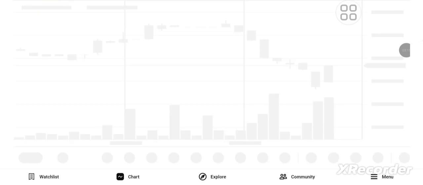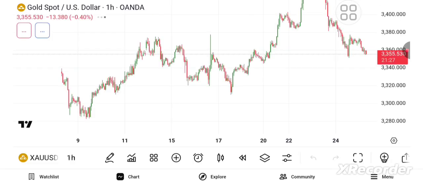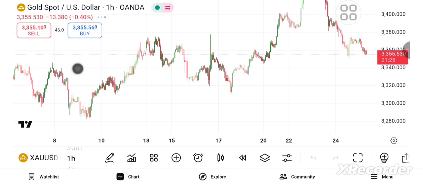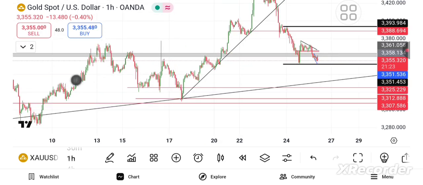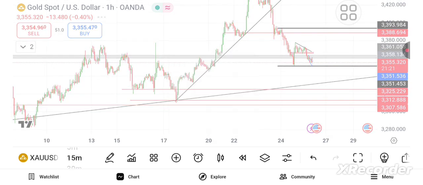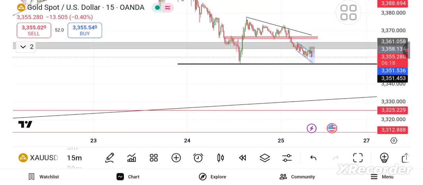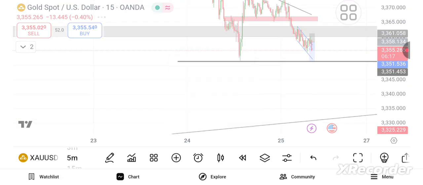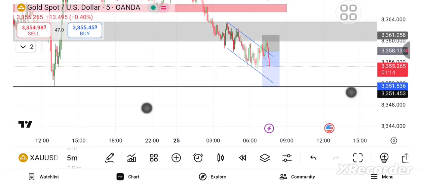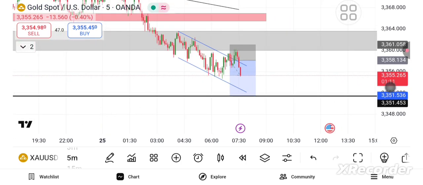But we already knew that price is going to drop, starting from the daily, 4H, 1 hour, M15, M5. Everything is showing that price is dropping. So that's how easy it is to analyze gold. It's not complicated, but just look for the price patterns.